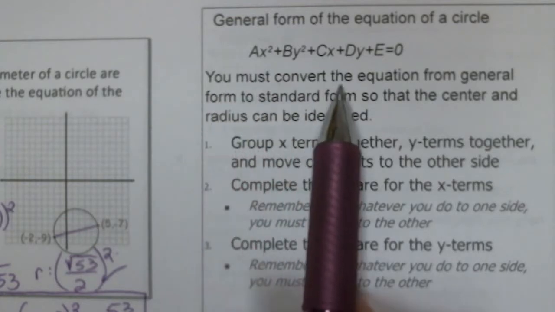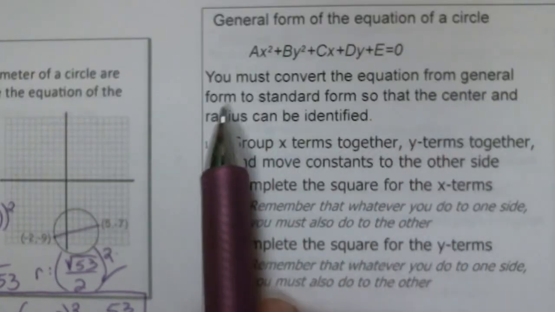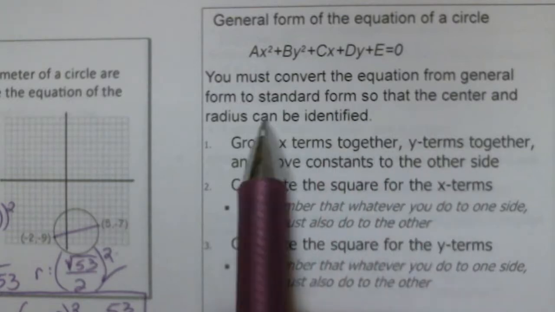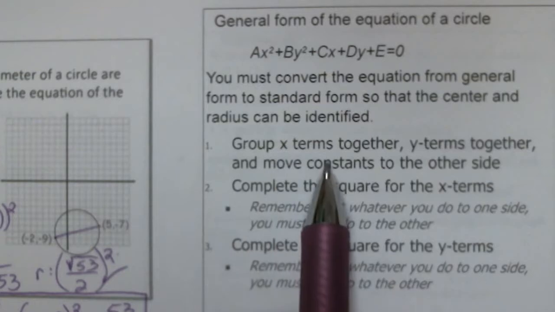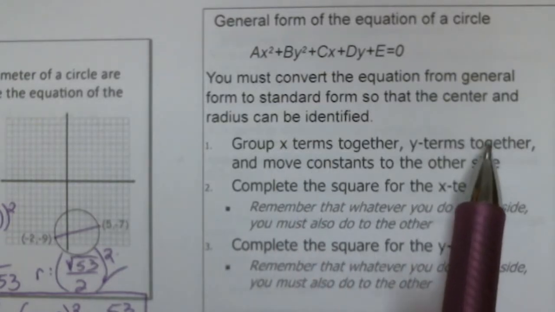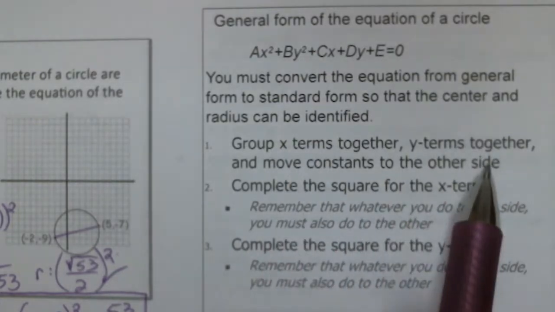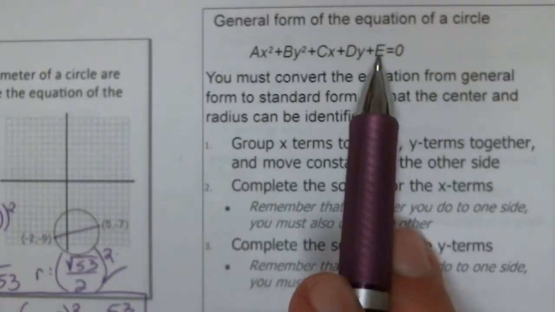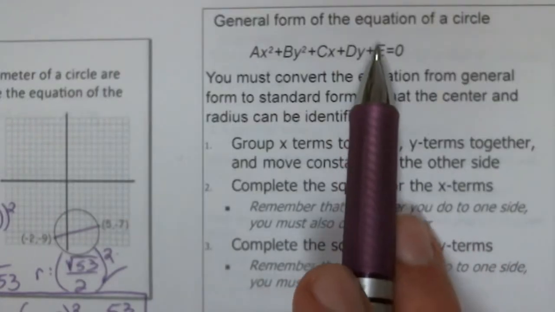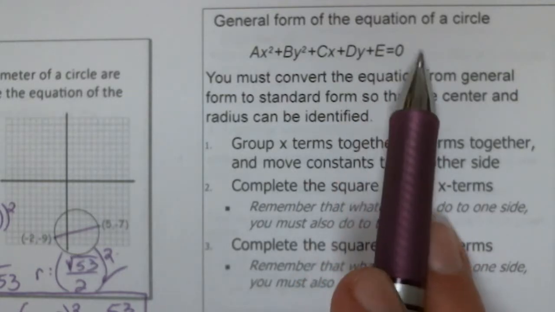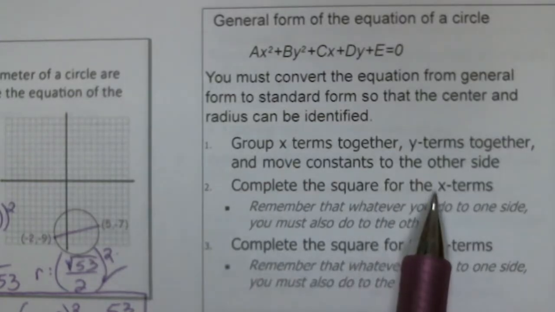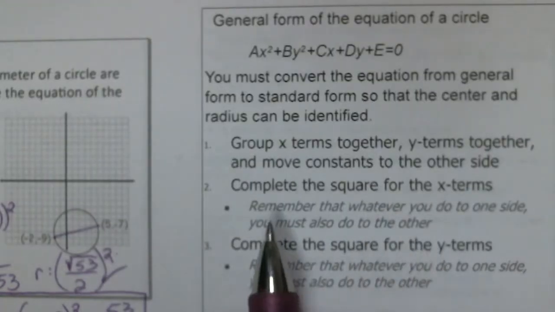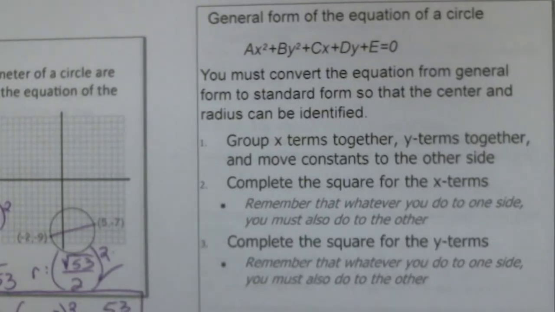Here are the steps. You must convert the equation from general form to standard form so that the center and the radius can be identified. The first thing we're going to do is play the apples and oranges game. We're going to group our x's together, group our y's together, kind of like combining like terms, and then move the constant to the other side. This is the one time we don't want something set equal to 0. I want the constant all by itself on the right hand side of the equation. We're going to complete the square for the x terms and for the y terms, and remember, whatever we do to one side of the equation, we have to do to the other. So let's just jump right in.